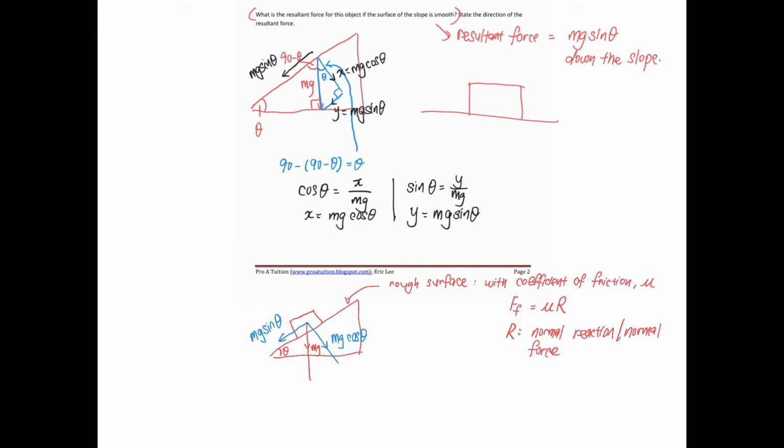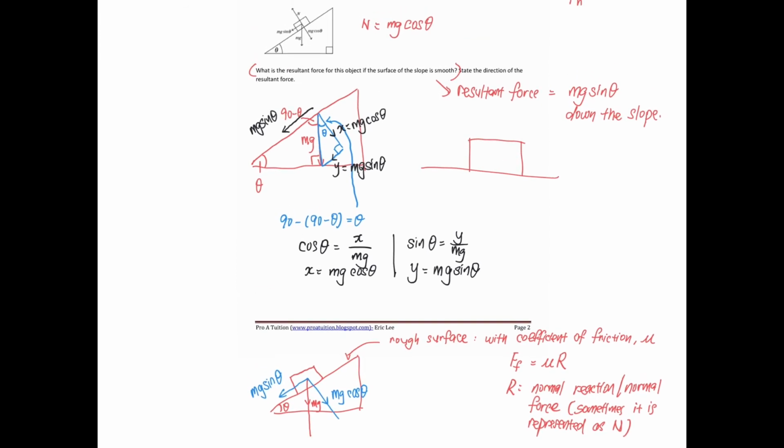Sometimes it is represented as N. As you can see in the notes just now, they use N, but you can also use R. So F equals mu R or F equals mu N, capital N, it's just fine. So what we need to do with this frictional force is you have to think about it in this way.